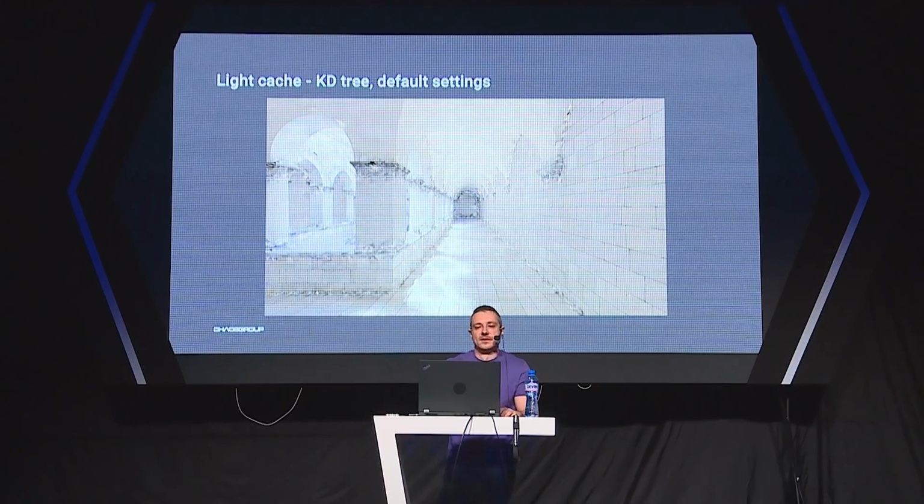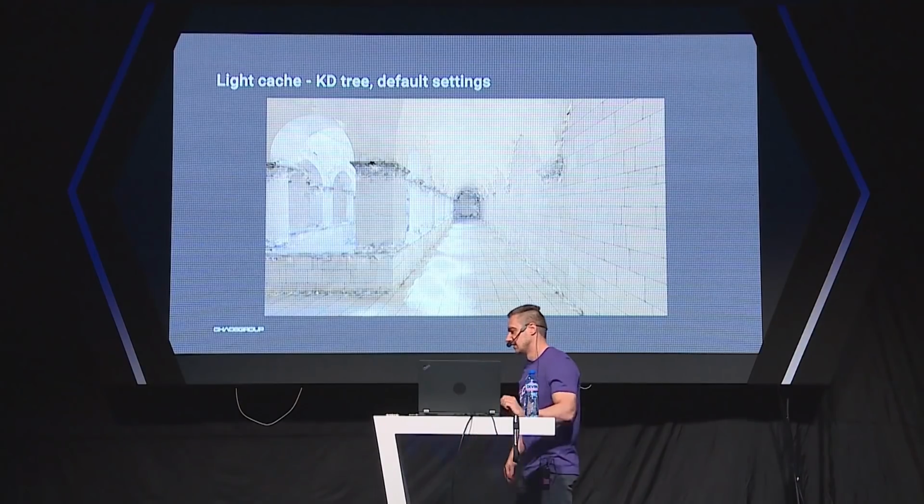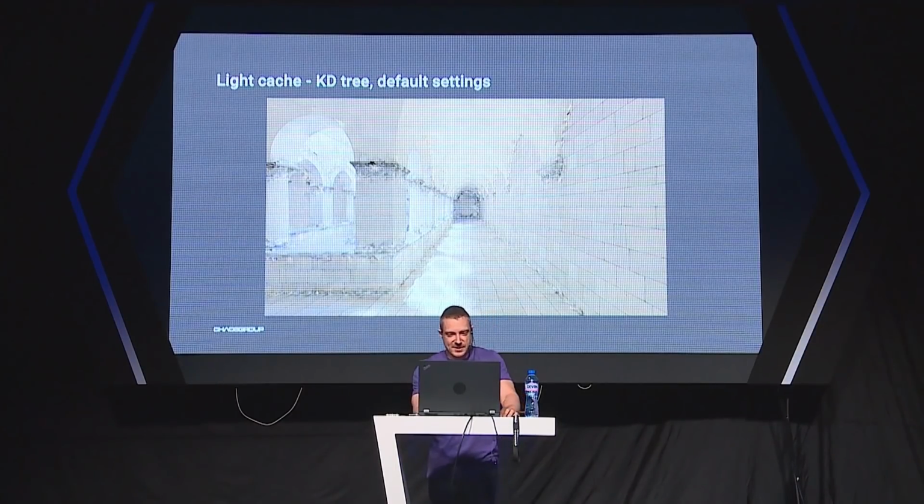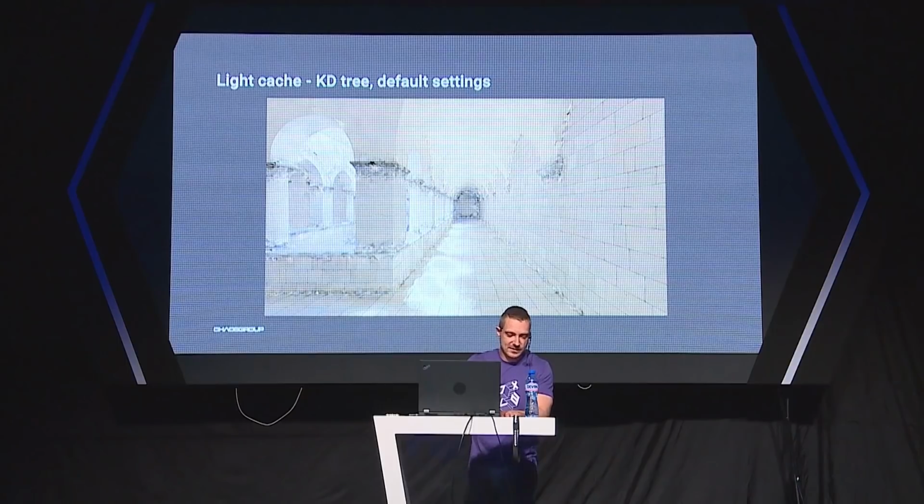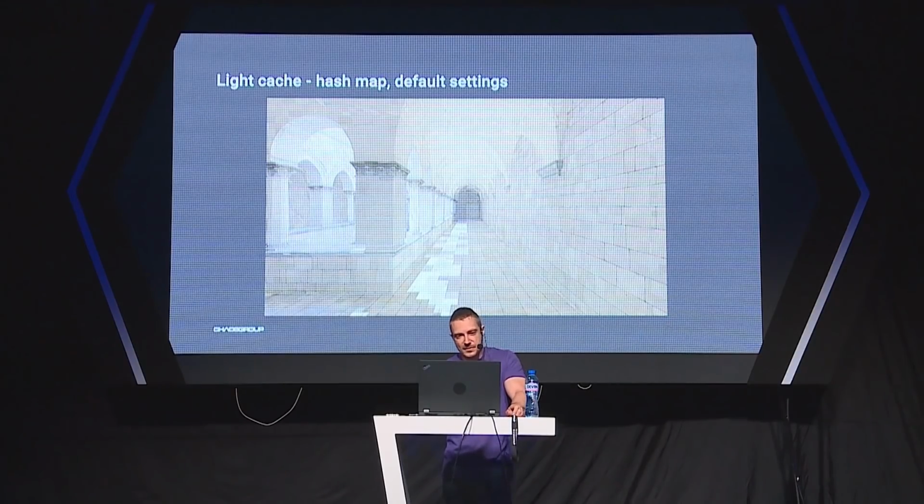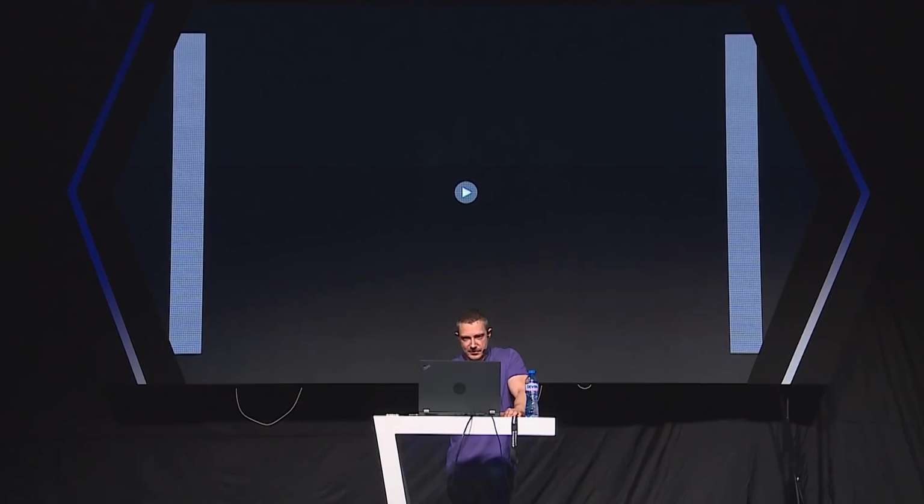So this is what a light cache looks like, or used to look like, in V-Ray before update 2 and in older versions of V-Ray. It's ugly, but you almost never see this directly, since you usually have brute force for the primary GI engine, so you don't really see that. But this is what it actually looks like. And this is what the hash map-based approach looks like. You can see that it looks a lot nicer. I have a video here to show that.